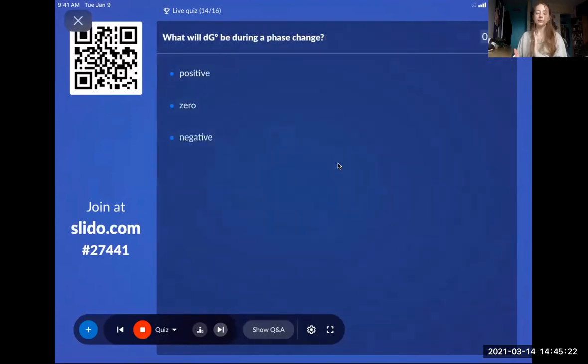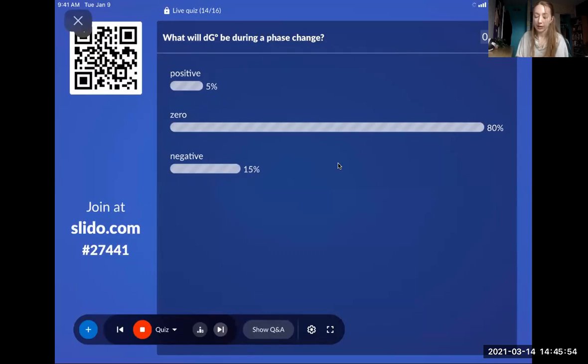Okay, so what will delta G be during a phase change? Okay, good. So it will be 0. I want to ingrain this in your minds, because delta G is going to be at equilibrium in that state.